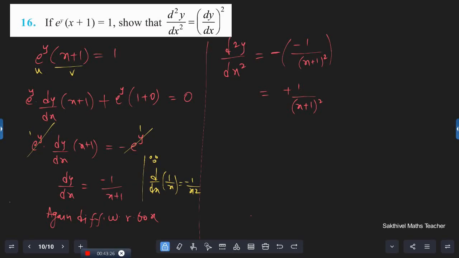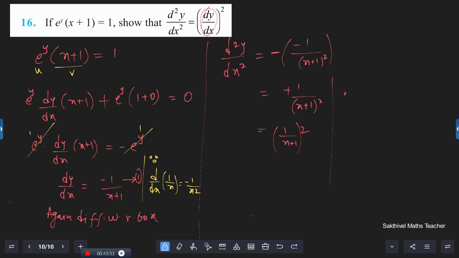See here, what they asked to write. This one you can write as 1 divided by x plus 1, the whole square. They are asking (dy by dx) whole square. So minus, if you square it also, it will be what, Raja? Positive. So for this one you take answer number 1.